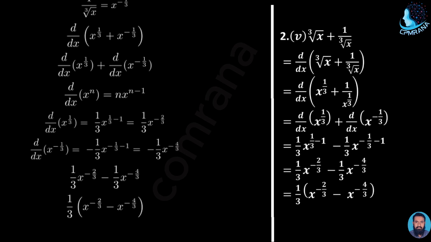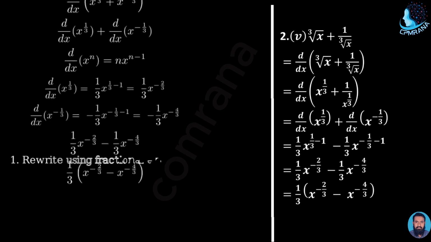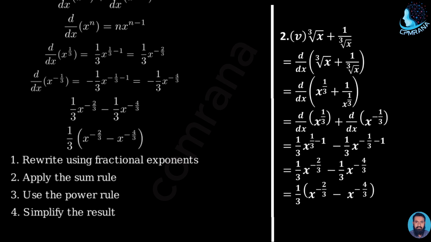Let's review the key steps we used. First, we rewrote the expression using fractional exponents. Then we used the sum rule to separate the terms. Finally, we applied the power rule to each term and simplified our result.